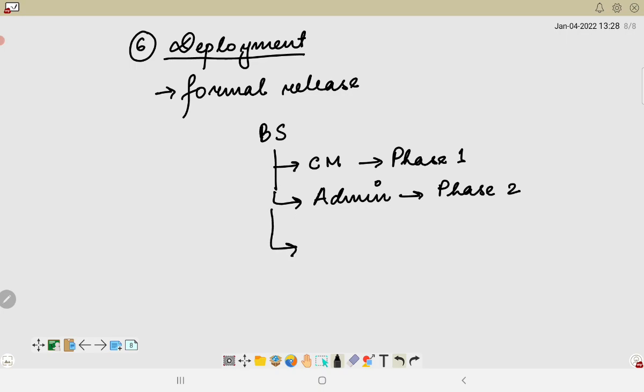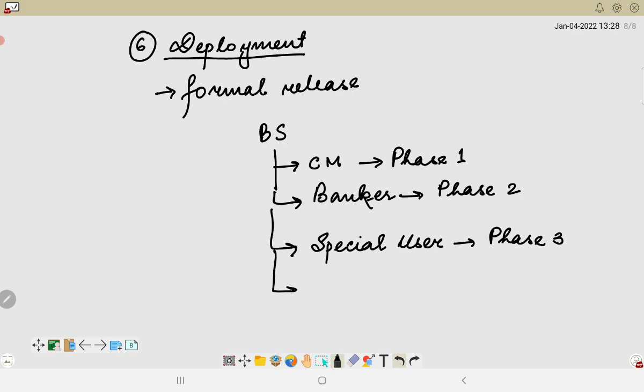The third one, maybe not an admin module, comes in the very beginning, so I'll keep it here as, let's say, a banker module. The third one, maybe, let's say, I have a special user module. So this I'm releasing in phase 3. Maybe the fourth one, I have a bonus module, so maybe I'm releasing it in phase 4.